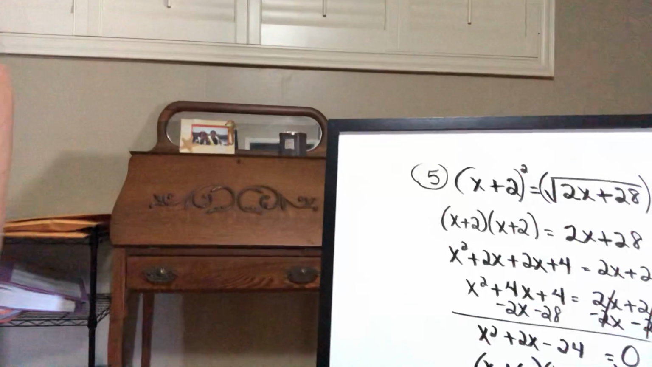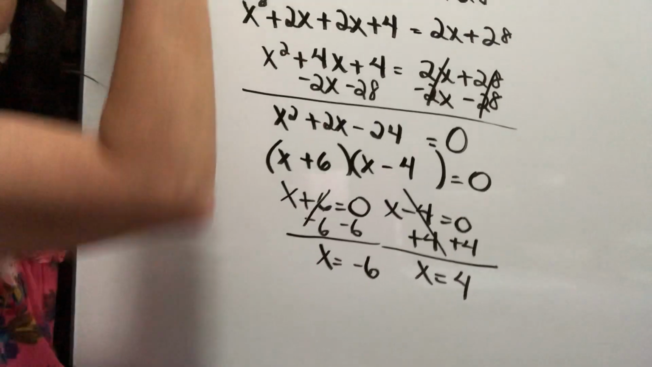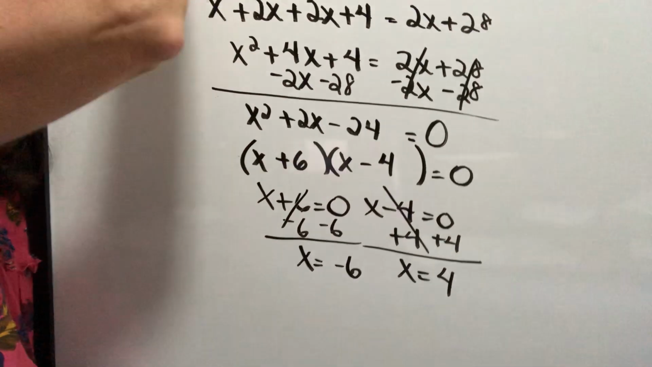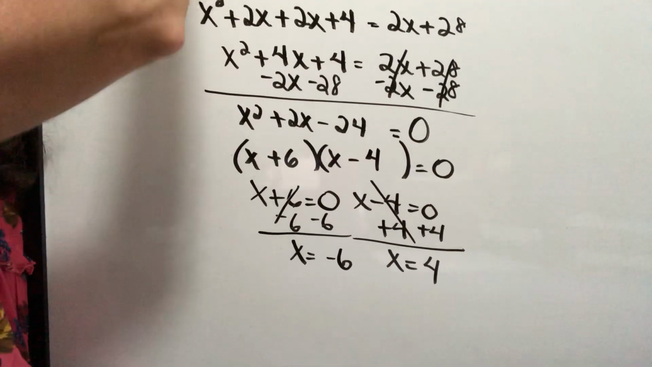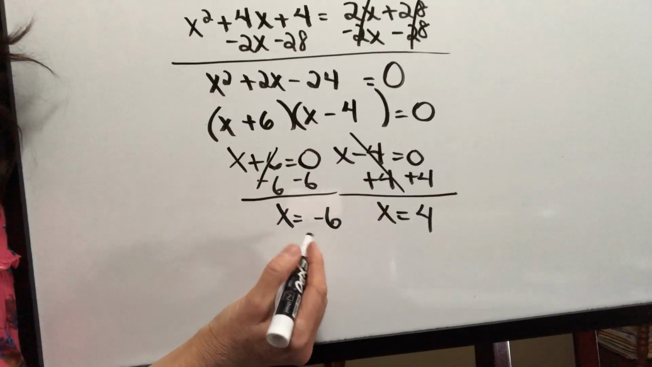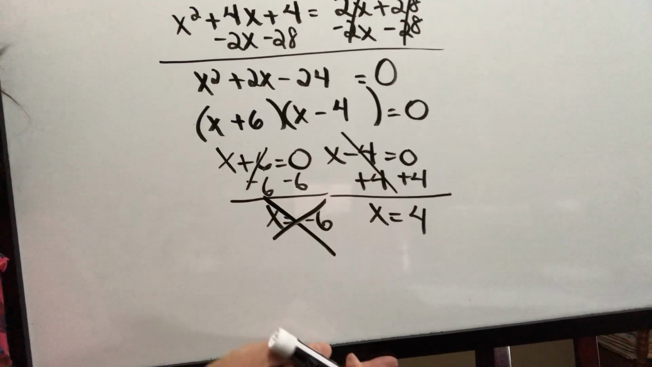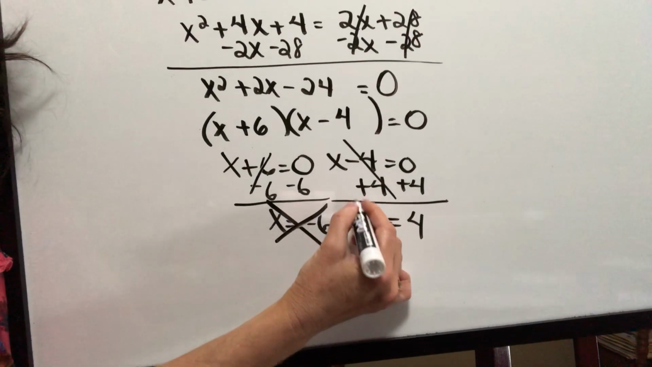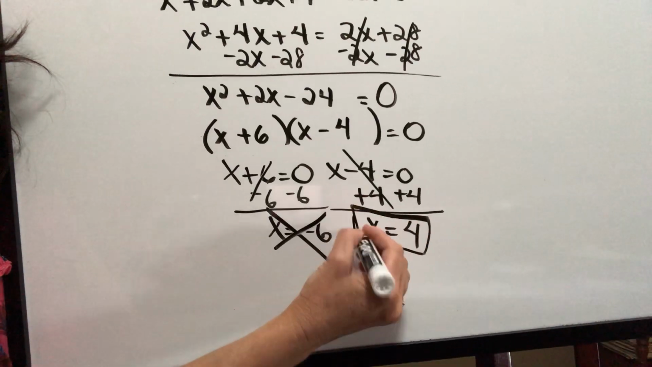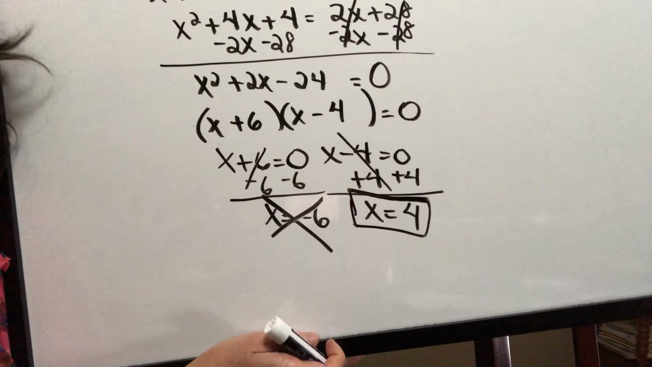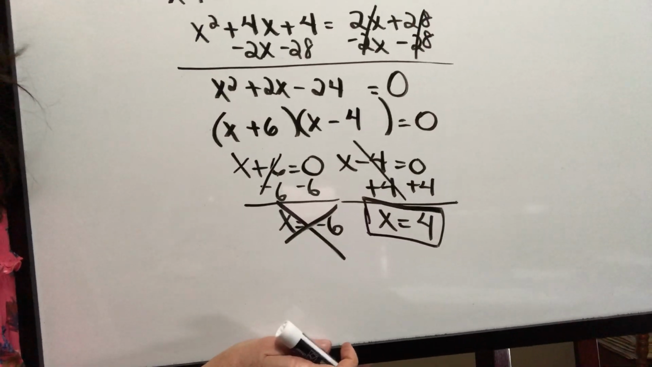Okay, so what does that mean over here on our work? So we plugged in the number -6, but we found that we did not get the same number on both sides when we did that. So that means that's no good. That's called an extraneous solution. But when we tried this number, everything was fine. So in this case, the 4 is okay, but the -6 is not.